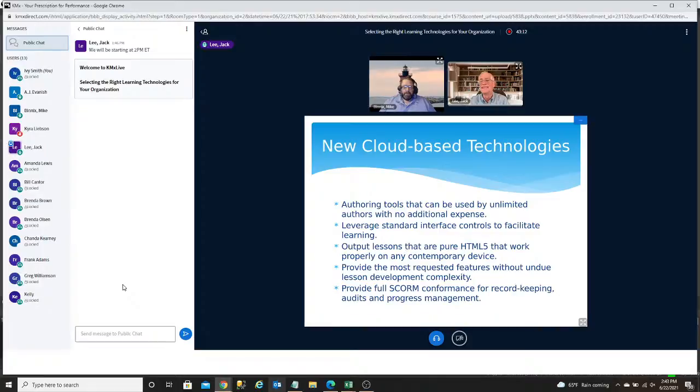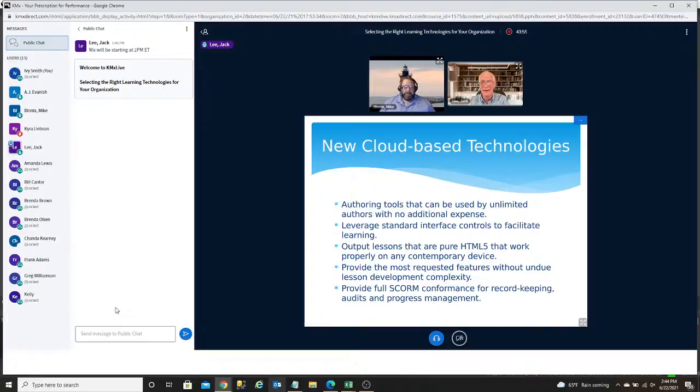The ability to output lessons that are going to work properly on any device, whether it's your cell phone, your tablet, or your desktop, is important, as Mike just demonstrated. But you really don't need to have 10,000 contributors in an organization working with complex tools. So provide tools that offer the most requested, needed features, the things to produce training and simulations and testing, without causing the person developing it to have to spend 6 months in training themselves trying to learn how to use the product.